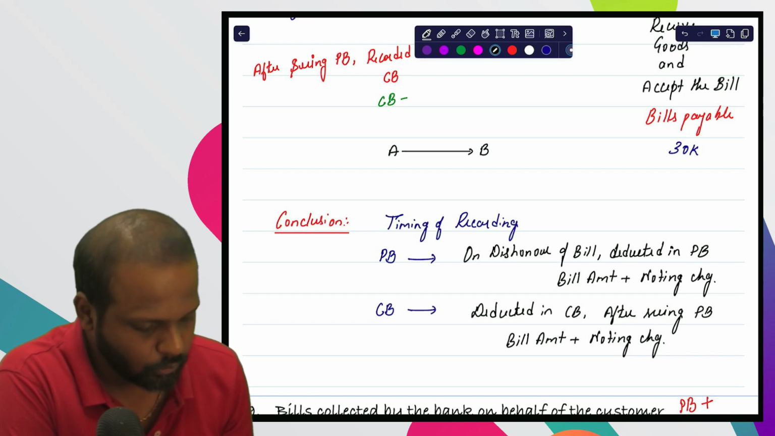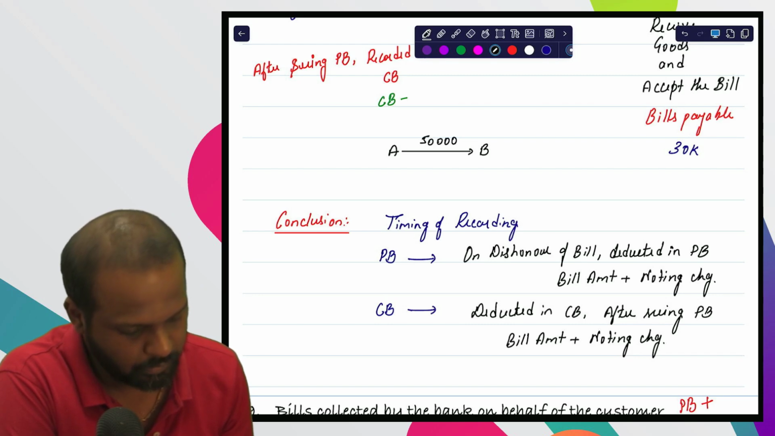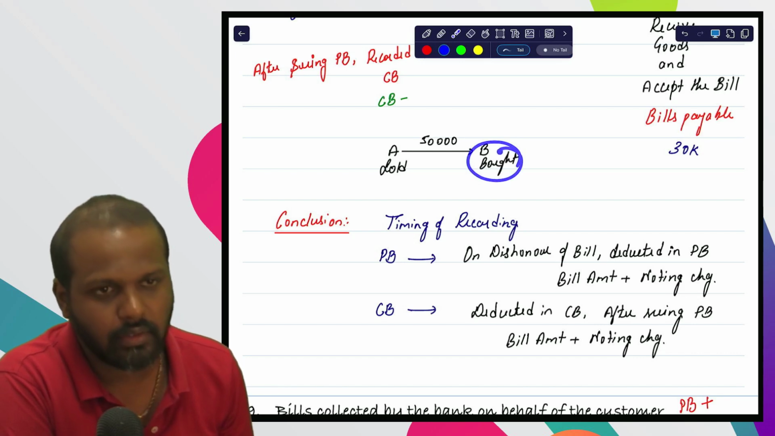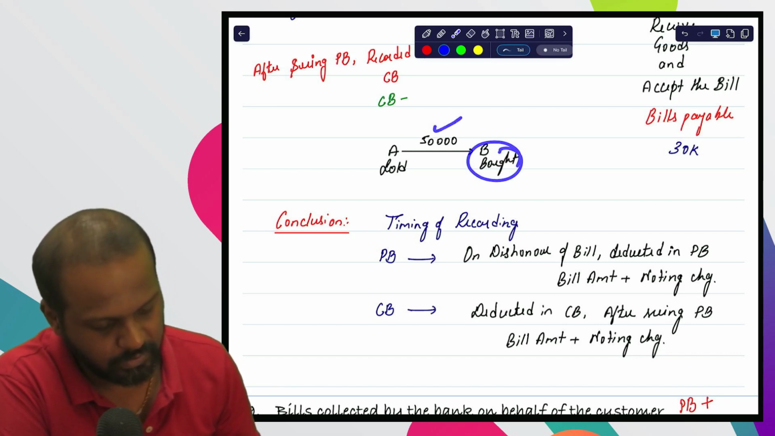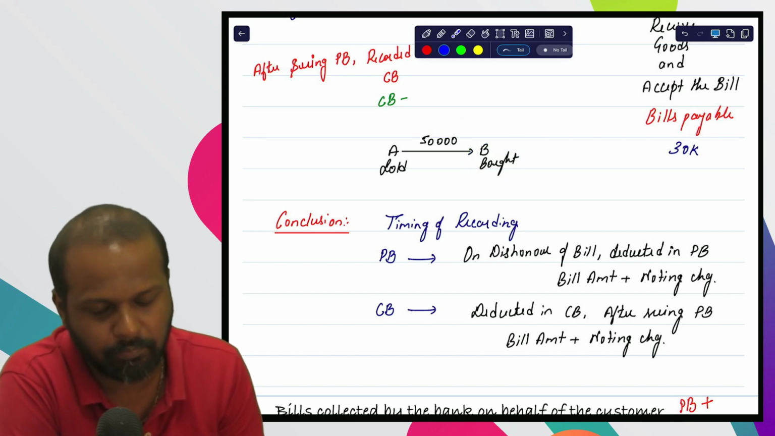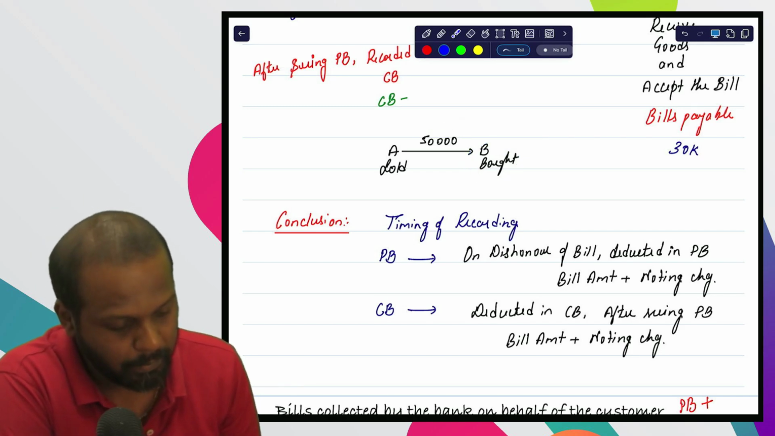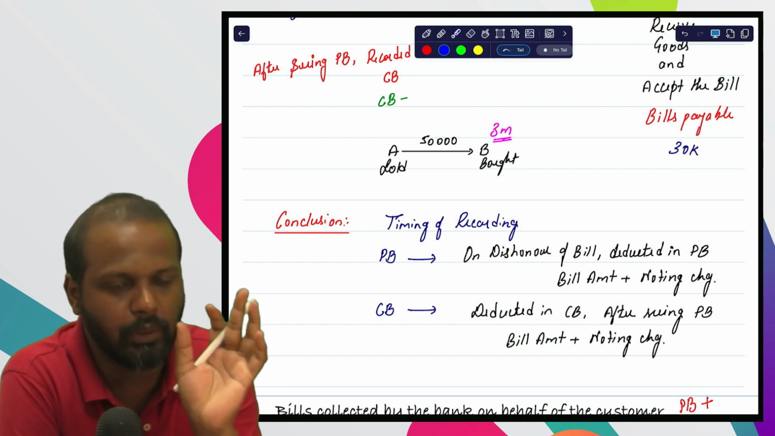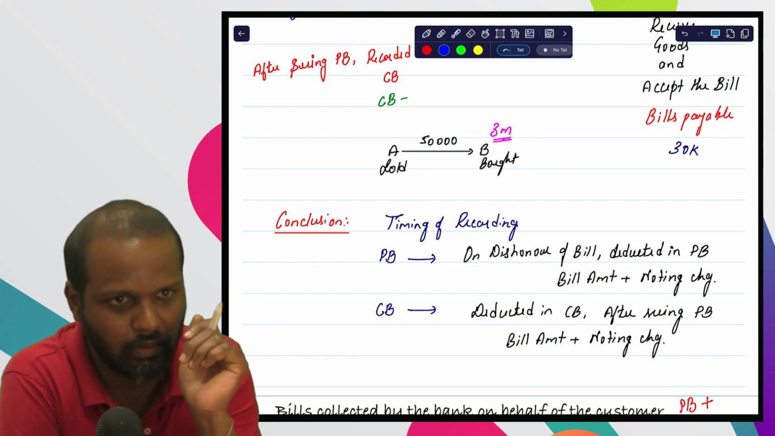Let's say A has sold 50,000 rupees of goods on credit to B. A has sold the goods and B has bought the goods. So if B has purchased the goods, then B has to pay the money. How much money does he have to pay? 50,000 rupees. But B says, sir, I want a 3 month time period to do the payment. I cannot do the payment immediately. I want a credit period of 3 months. After 3 months, I'll do the payment.